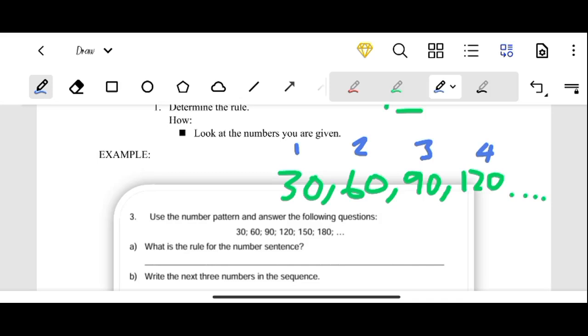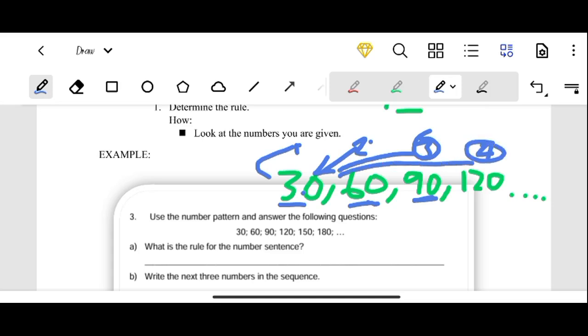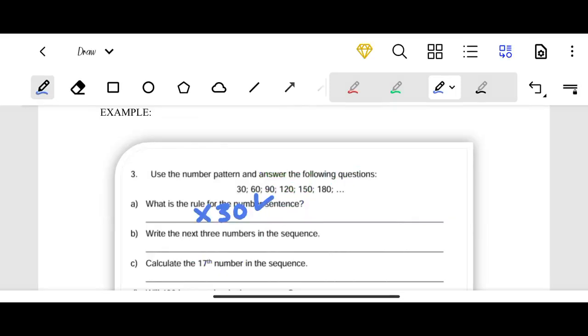So if I say 1 times 30, I'm going to get 30, right? If I say 2 multiplied by 30, I'm going to get a 60. If I say 3 multiplied by 30, I get a 90. If I say 4 multiplied by 30, I get 120. Okay. So it means that here we're going to say the rule is multiply by 30. And you're done.